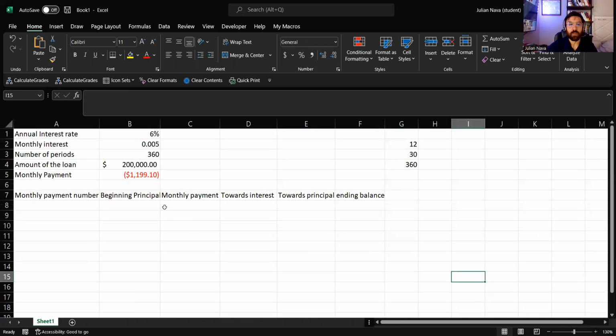All right, a monthly payment with a 6% interest rate, monthly interest, dividing it by 12, with the number of months in the loan. This is a 30-year loan. 30 times 12 is 360. Present value of the loan is 200,000. Performing our calculations, we end up with a monthly payment of $1,199.10.